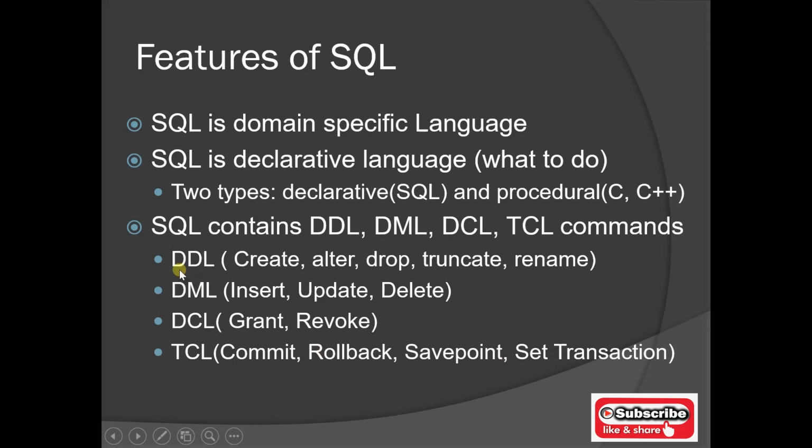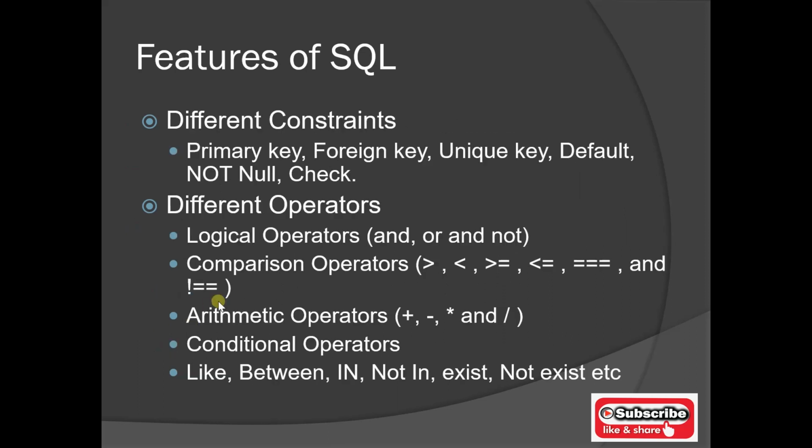DDL is nothing but data definition language through which we can modify the structure of the table. We can create the structure of the table. Whereas DML, we can manipulate the data. We are working on the actual records of the table. That's why it is data manipulation. And DCL, data control, through which we can give the permission to the different users. We can grant permission, we can revoke permission. And for better understanding of DDL, DML and DCL, you can refer my previous videos.